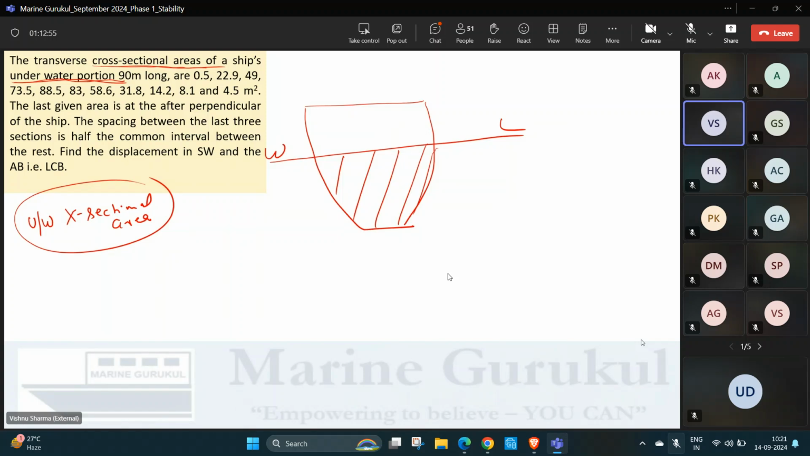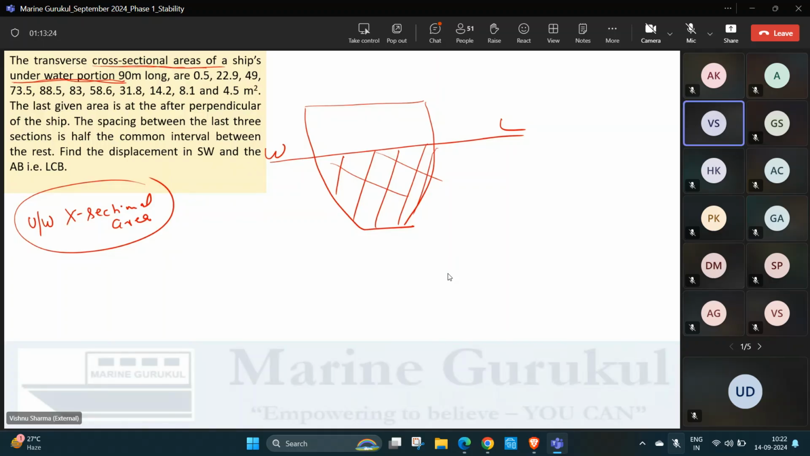If you integrated the full cross-sectional area, it gave you the full volume. But if you integrate, guys, the underwater cross-sectional area, which volume will you get? Underwater volume. Understood? So if somebody wants to calculate underwater volume, then you can't use the full cross-sectional area. You have to use the underwater cross-sectional area, right? And this is required to calculate the LCB of the ship.